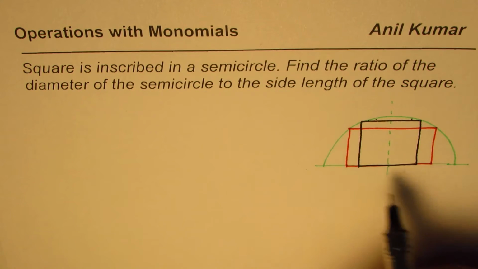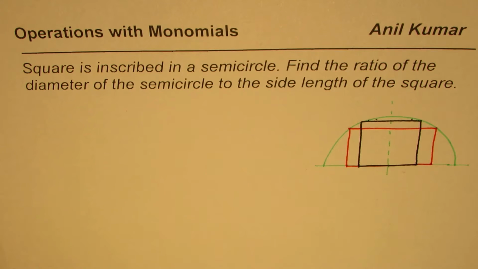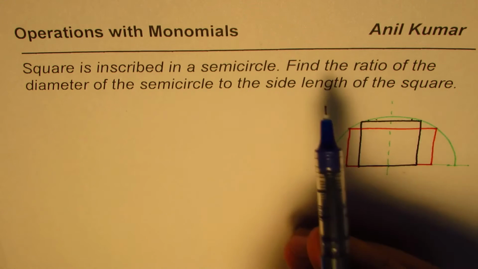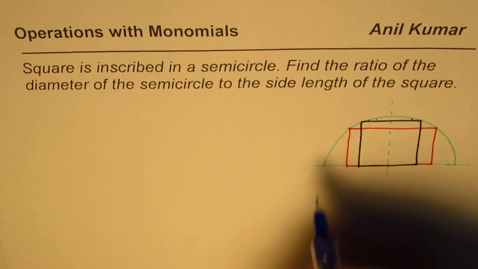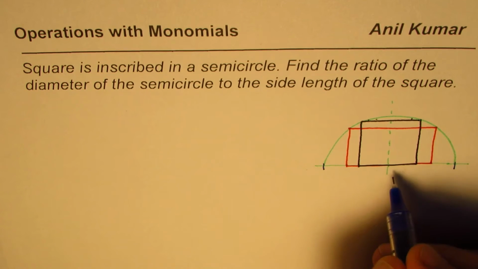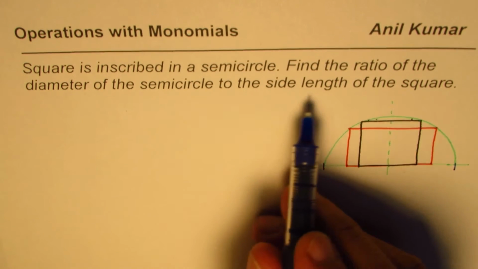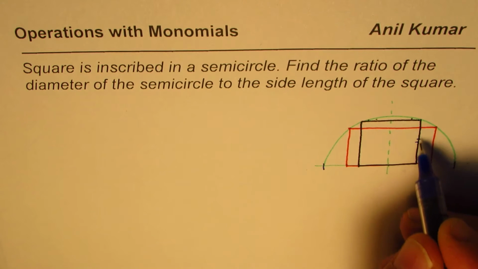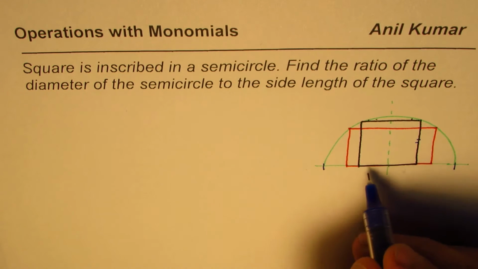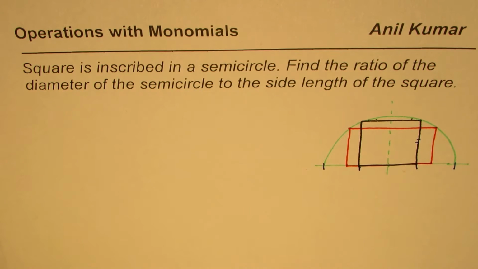We'll create another problem with the rectangle for you. So what we have here is a semicircle and a square. And what we need to find is the ratio of the diameter of the semicircle, that means from here to here, to the length of the side of the square, this length. So that is the question for you. Now let us see how to solve it. Since the diagram is there, it may be simpler for you to visualize and solve. So take a shot at it.